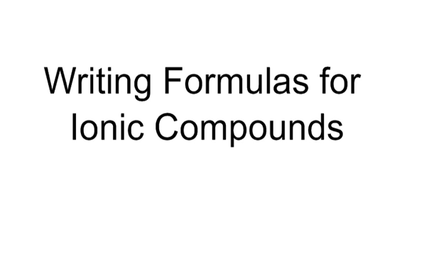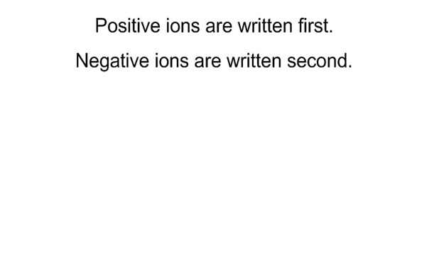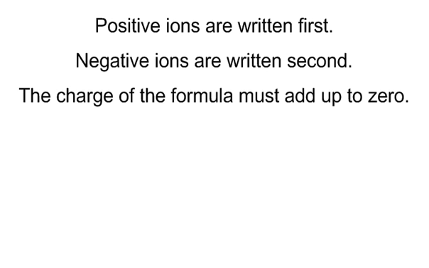Here's a short video to explain how to write formulas for ionic compounds. We'll start out with a couple of tips. When you write the formula for an ionic compound, the positive ions are always written first. Negative ions are written second, and the entire formula must add up to a charge of 0. The positive charge must equal the negative charge.